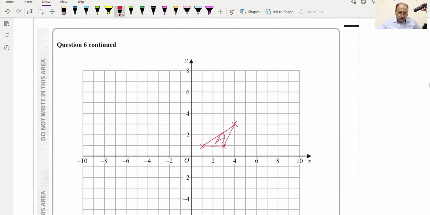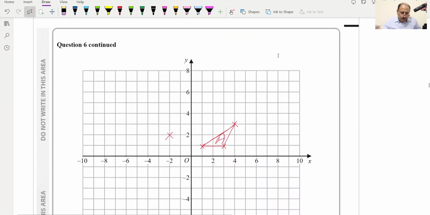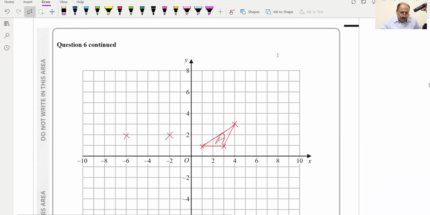-2 and 2. So this will be -2 and 2, and the second point is -6 and 2. So -6 and 2 will be this one, and the third point will be -8 and 6. -8 and 6 will be this point. So now we can join these points to get the triangle, and this is basically triangle B which we were supposed to draw, and this is B which we are done with.